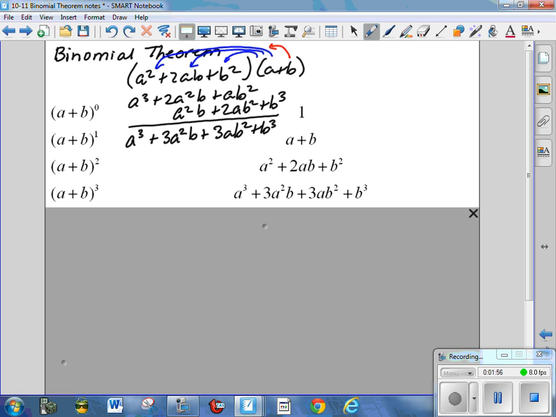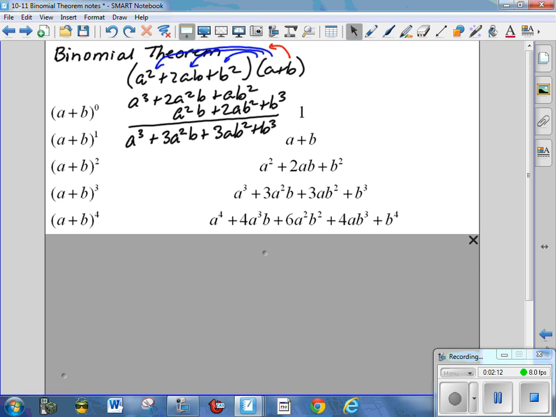If I did the same thing with taking this result and multiplying it by a plus b again, I would end up with a fourth line and so forth. And I'm not going to go through all that multiplication, but suffice it to say then we end up with a to the fourth plus 4a cubed b plus 6a squared b squared plus 4ab cubed plus b to the fourth. Now, you may recall some patterns here that are starting to look familiar. I want you to see the patterns.